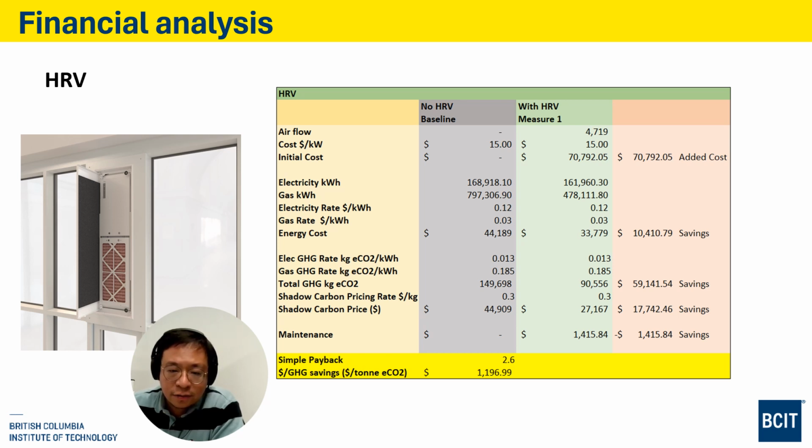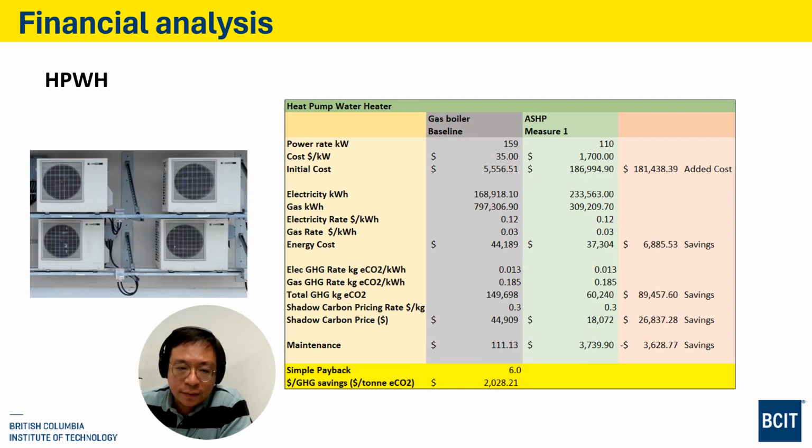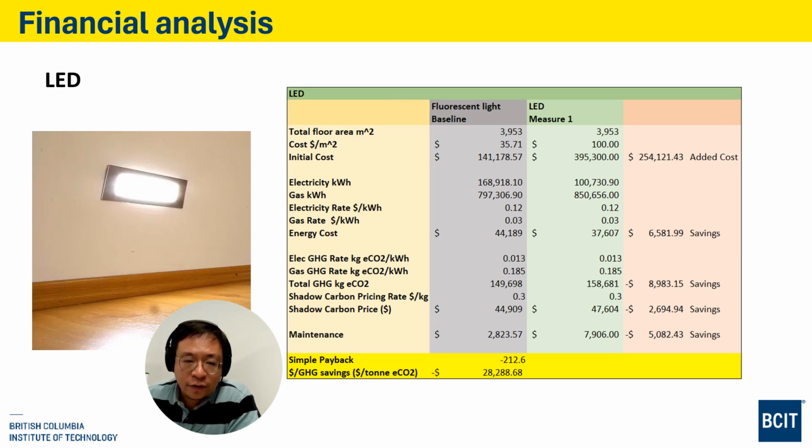We only have to take 3 years to get the payback, and we only spend $1,200 to save a ton of carbon dioxide emission. For the heat pump water heating system, it takes longer but not too bad, 6 years to get the payback, and we spend around $2,000 to save a ton of carbon dioxide. And for the LED, it shows a negative number, so it won't help financially on the payback and also the greenhouse gas emission saving.